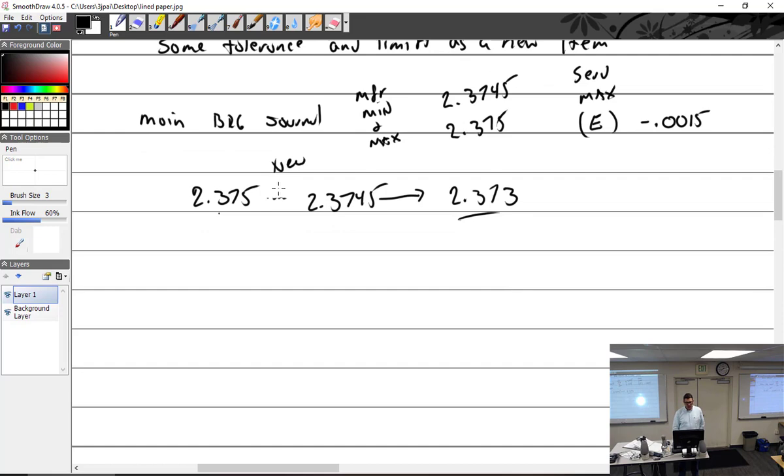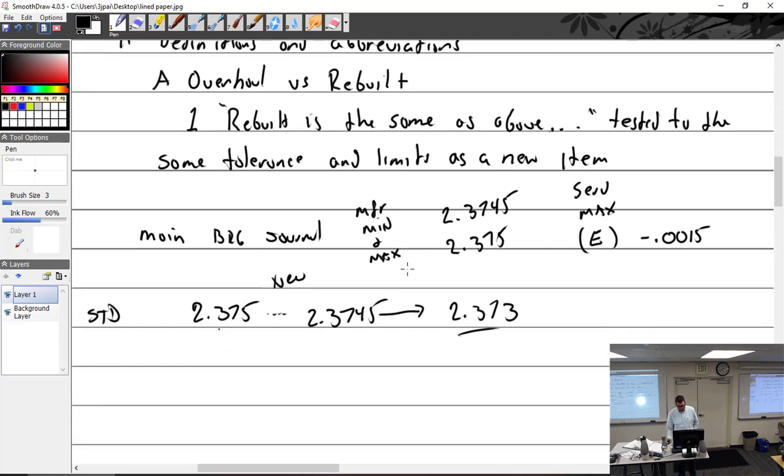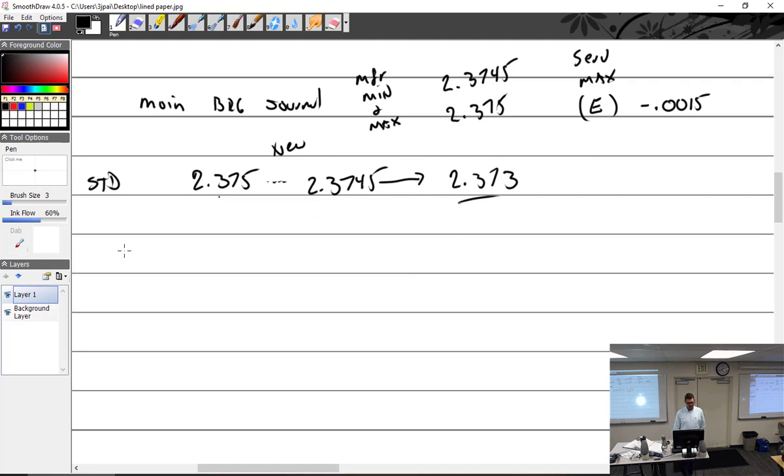So after new, that's standard. Because if you remember up here, it says rebuilt same tolerance, tested to same tolerance and limits as a new item. Using used parts that either conform to new part tolerance and limits or to approved oversized or undersized dimensions. Well, Lycoming is real nice to you because they have MO3, which is to say it's minus 0.003 on the diameter. So we just minus 3,000ths from that. So new becomes 2.372 to 2.3715. Follow? And then serviceable will be 2.370.